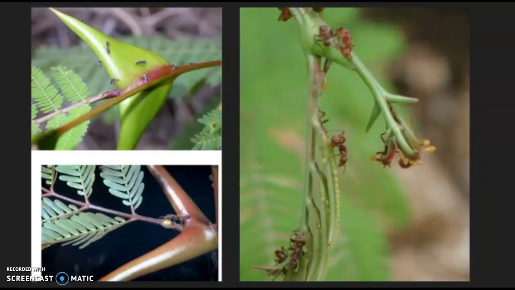Another example is this tree and ant relationship where they rely on each other. This is an acacia plant that provides a home or container for the ants to live in. These plants lack defense compounds, and the ants will protect them. So the ants will protect the plant, and then the ants will also get a food source from the plant. The ants not only defend the plant host from other things, they will attack an animal that attempts to climb it. So they really do work together.